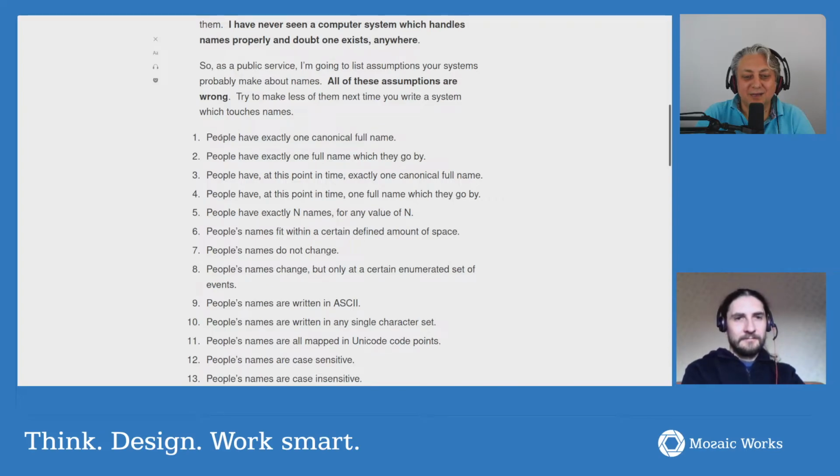And I kind of like these ones. People have exactly one canonical full name. People have exactly one full name which they go by. You might remember that there are some people who have author pen names, or stage names, and stuff like this.